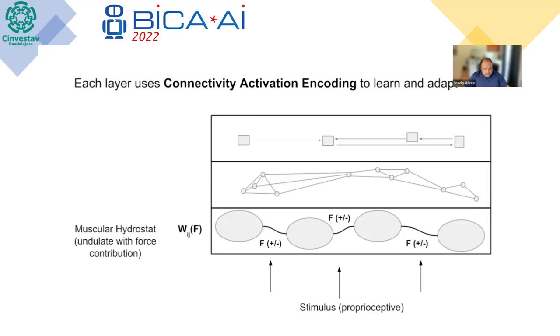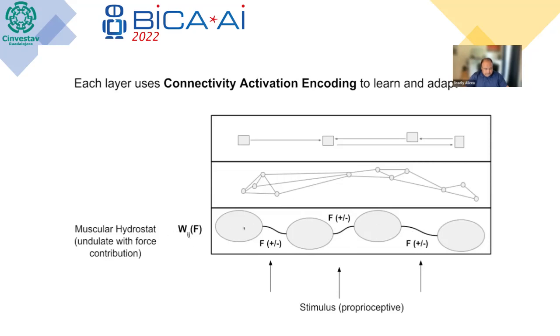And so the muscles in the gut do a similar thing. But the interesting thing here is that you have a starting point, a stimulus. As I showed in the first example, you have sensory information coming in. In this case, it's proprioceptive stimuli coming in. So something is pushing against the muscle wall of the gut. Then the muscle is activated. These different parts of the hydrostat have different force values, plus or negative.